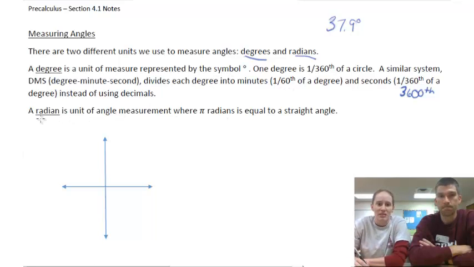Then this other thing that you probably haven't seen as much, called a radian, is a unit of measure where pi radians is equal to a straight angle. A straight angle, remember, is a 180-degree angle, and so we would say that to go from here to here on this, that would be pi radians.